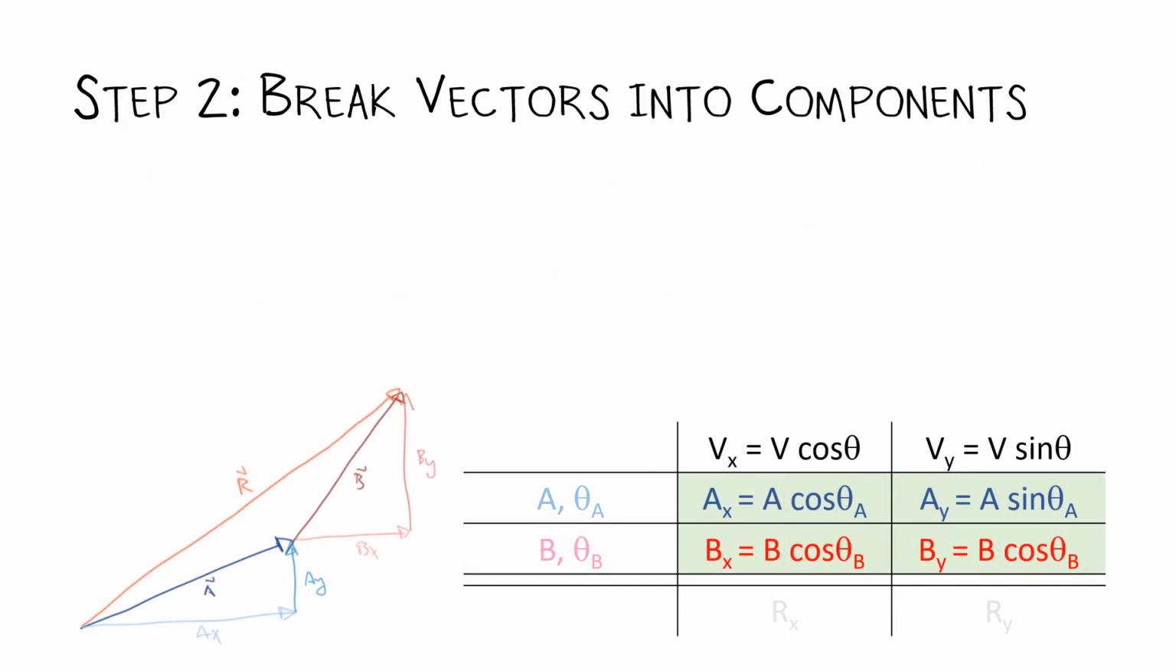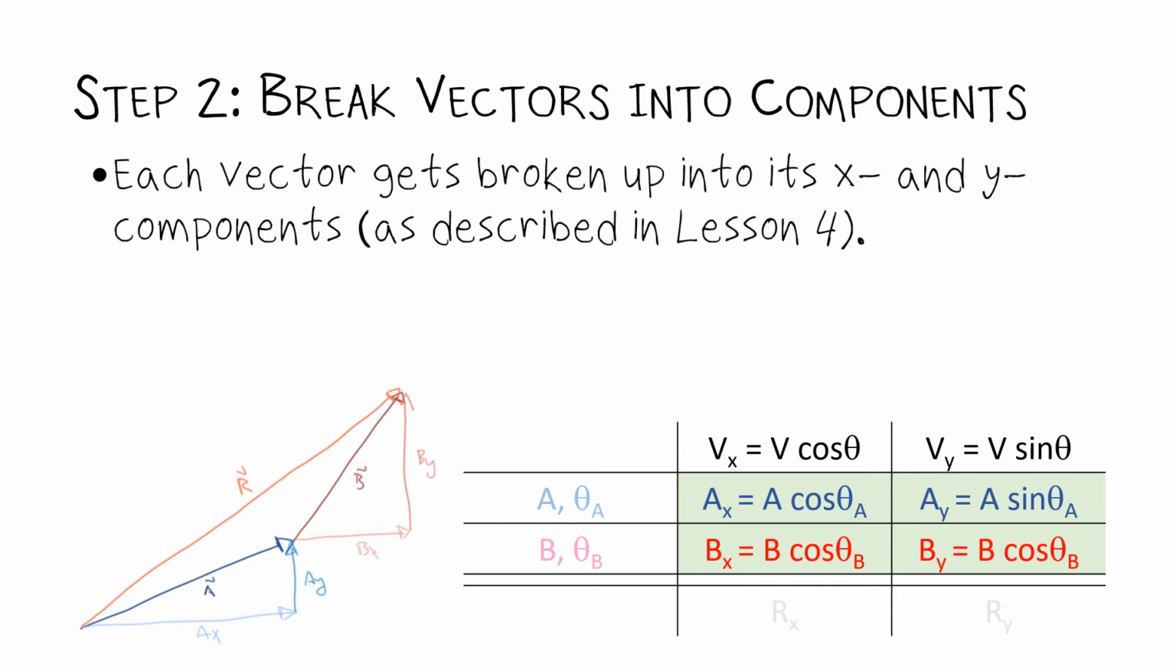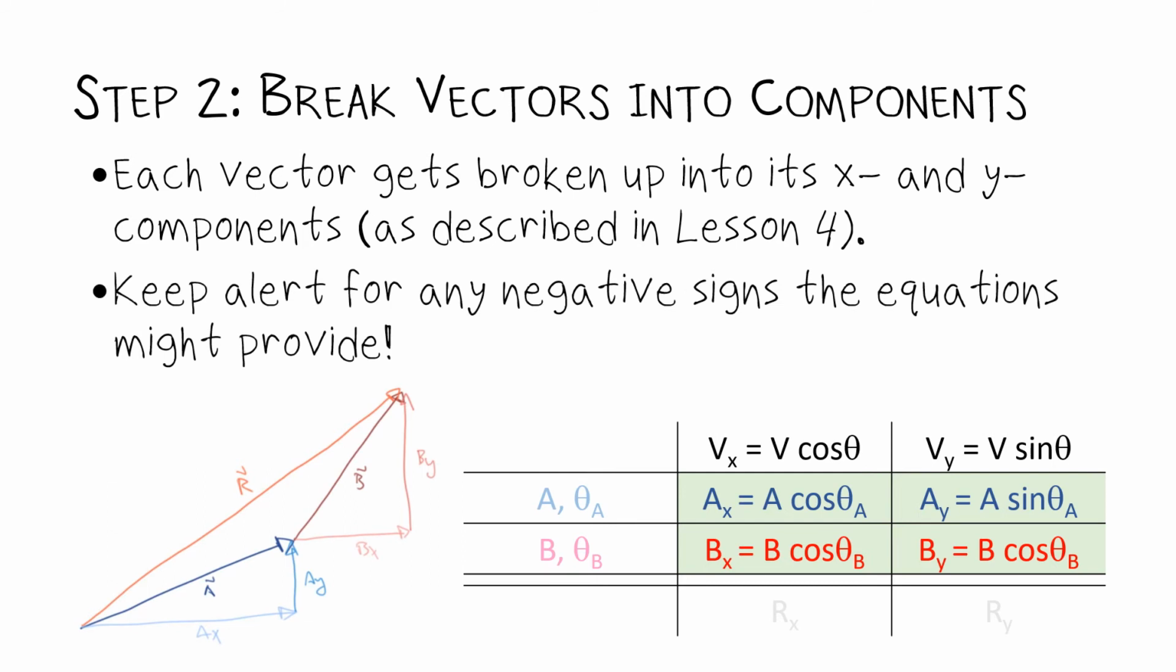Once you've loaded the vectors into your V.A.T., the next thing you're going to do is break the vectors up into their X and Y components. And we already talked about this process in lesson 4. You use the two equations Vx equals V cosine theta and Vy equals V sine theta. Watch out for negative signs that you get as a result of these calculations. Here, it is perfectly acceptable to have negative signs if the vectors are either pointing to the left or down.